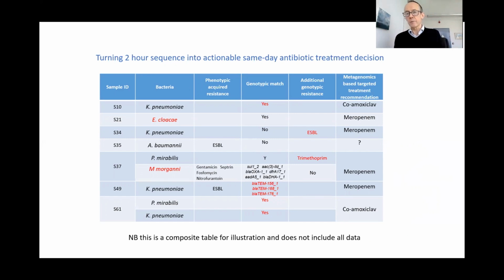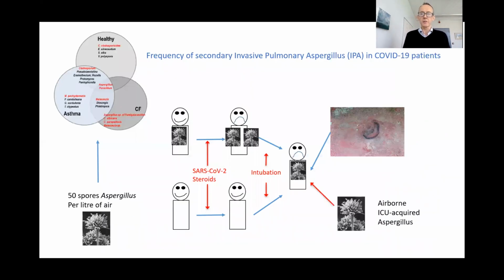So that would have led us to prescribing meropenem probably, whereas you could have got away with a standard. And then S37, sometimes you have a mixture of organisms that you have to contend with. So that's just giving an illustration of how you turn the identification and genotypic resistance into an antibiotic treatment.